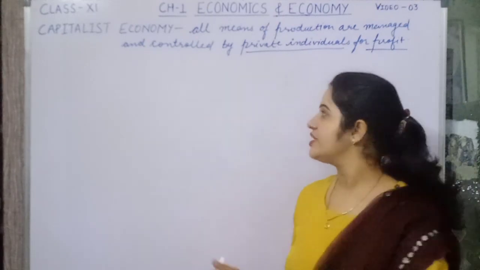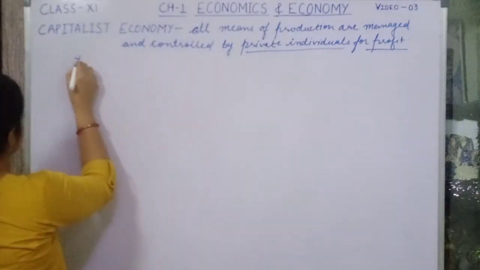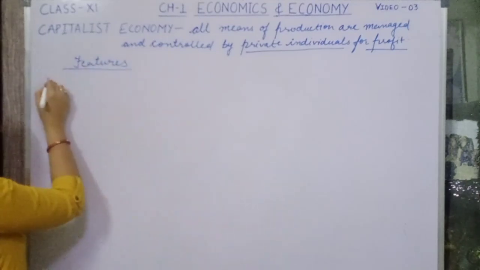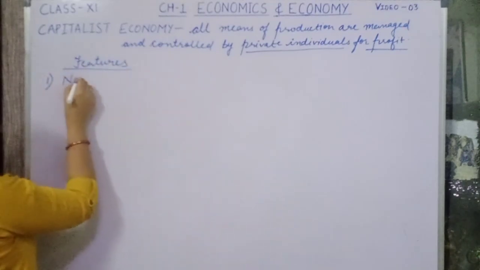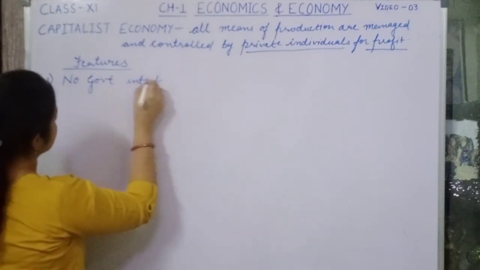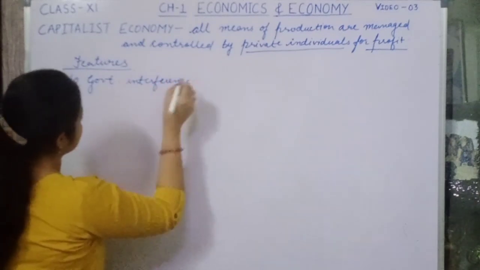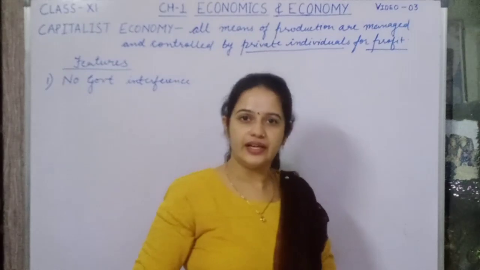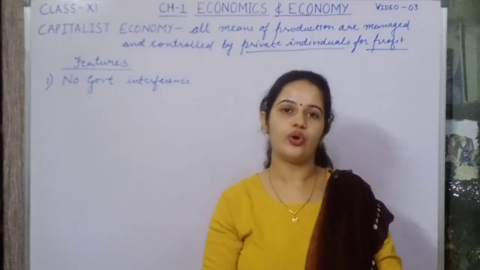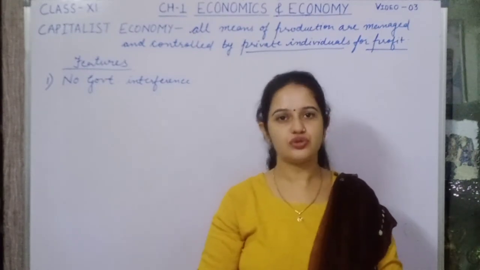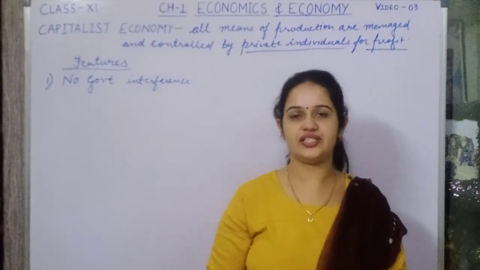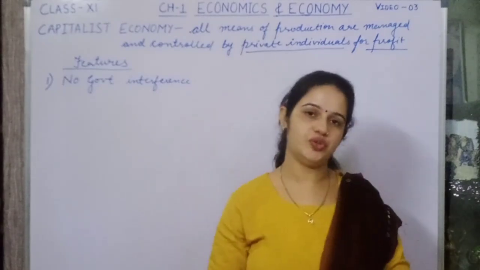Now we talk about some features of capitalist economy. First feature of capitalist economy is no government interference. As we have already discussed, in capitalist economy, everything is controlled or managed by the private sector. So the role of government is minimum, and that means all factors of production are managed by private individuals.